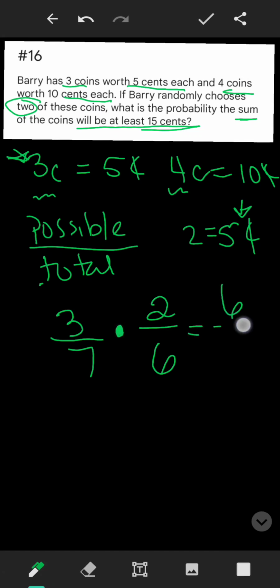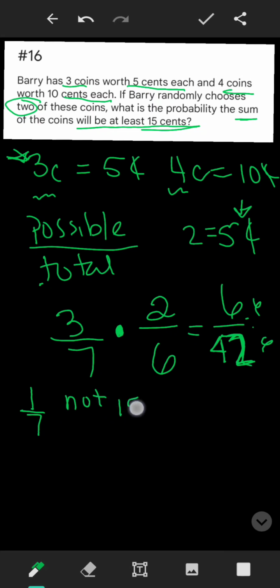And it'll give him 6 out of 42. Okay, so he'll get 6 out of 42. You always want to simplify. Divide both by 6. All right, so 6 over 42 is going to reduce down to 1 out of 7. And this would be the probability of not getting 15 cents or more.